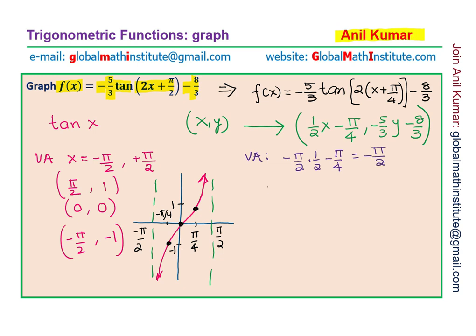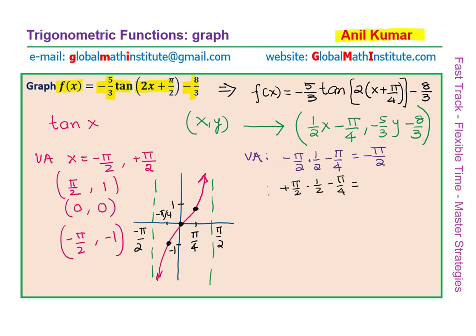The other one, let me use another ring, which is plus pi by 2, right? Multiply by half, take away pi by 4, will give you what? So this is pi by 4 minus pi by 4 is 0. That means that we have our vertical asymptotes. Let me redraw here, right? And these vertical asymptotes now are at minus pi by 4 and at 0. You understand? So it has shifted left.